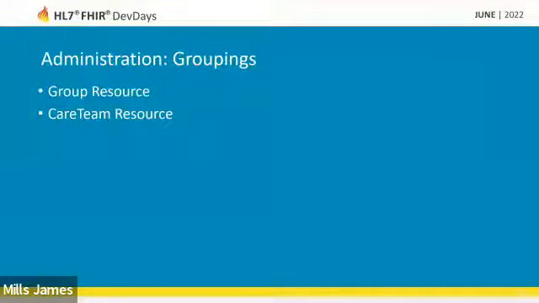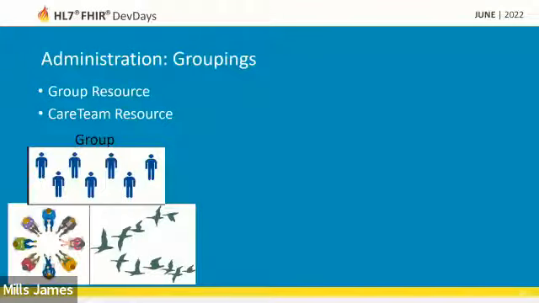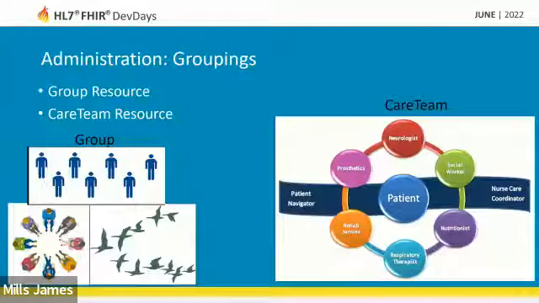And then people can be in different groups, different kinds of groups. And there's two different kinds of grouping resources in FHIR. There's the group, which is used for a cohort of patients in a clinical trial, a group of patients that are going to group therapy, or a group of birds that have, let's say, bird flu. And then there's a really important group in FHIR, which centers around a patient, which is the team of practitioners that are caring for a patient in some particular context. We call that care team.